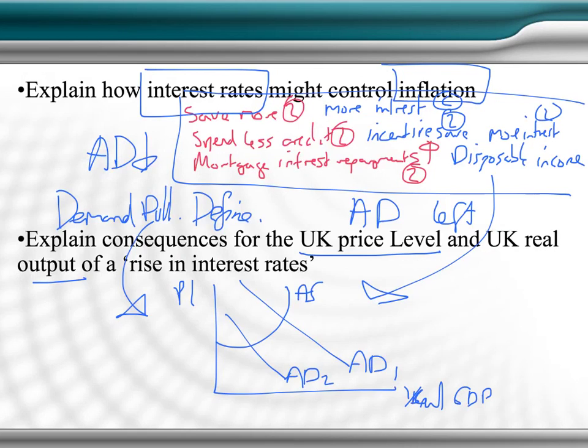That says real GDP. And then I get my 4th mark for my dotted lines. So what you can say is the price level has gone down from P1 to P2, and UK real output has gone down from Y1 to Y2. That's it. You don't have to say why. You've kind of explained why already. So that'd be 12 marks.